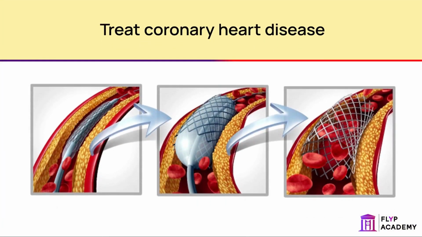There are two ways to treat coronary heart disease. One is to mechanically open up and hold open the narrowed artery. This is done using a stent. The other way is to prescribe medication that reduces the amount of cholesterol in the blood, so decreases the rate at which it builds up in the arteries. These medicines are called statins.